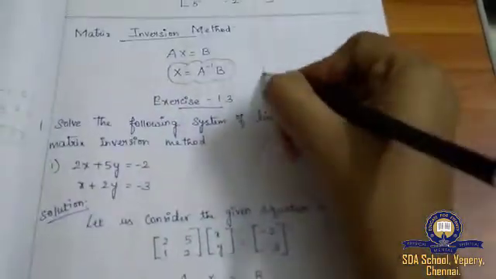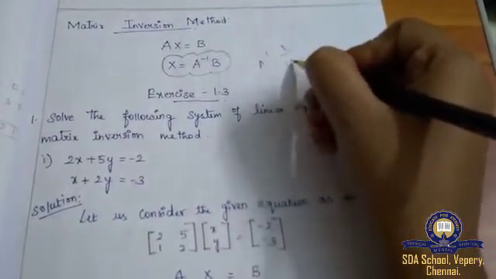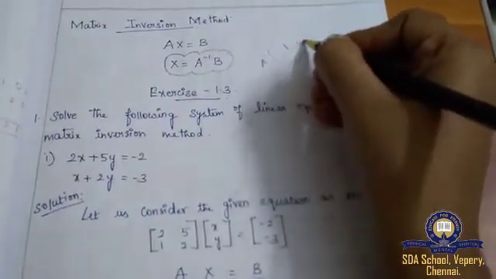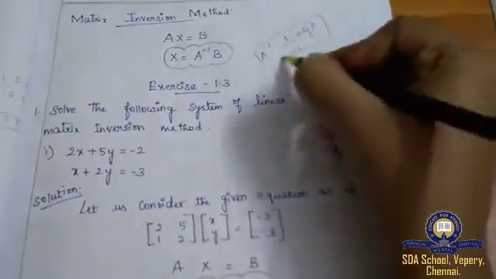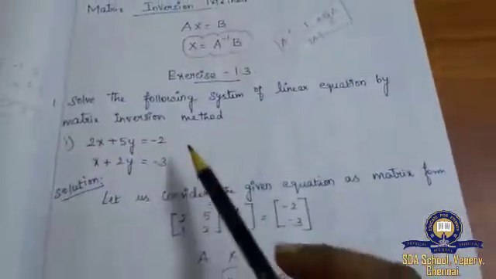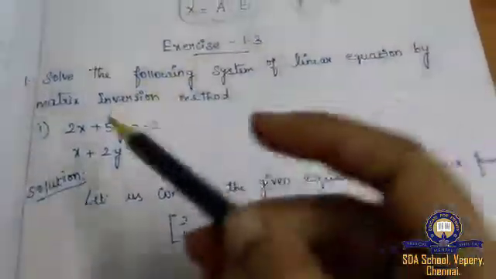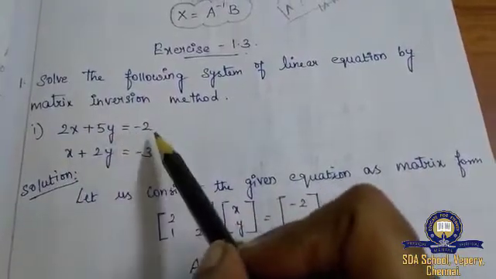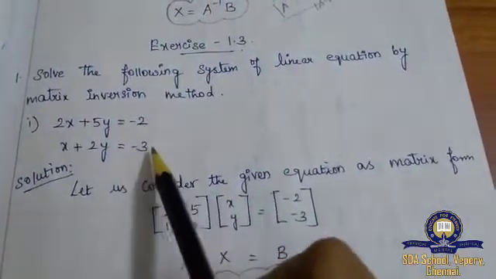So what is your A inverse? What is your A inverse formula? The same formula only. A inverse equal to 1 divided by determinant of A into adjoint of A. This is your A inverse formula. So see, your question type is in equation format. The equations are 2x plus 5y equal to minus 2 and x plus 2y equal to minus 3. This is the given equation.